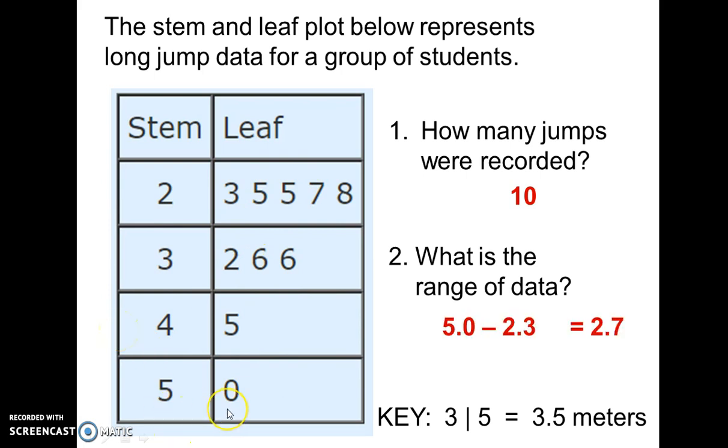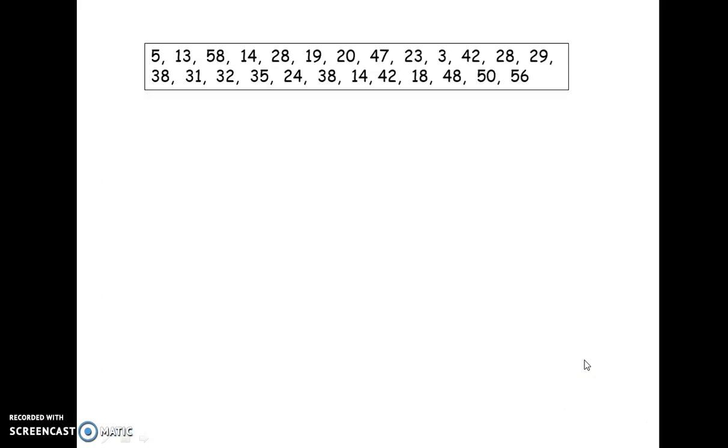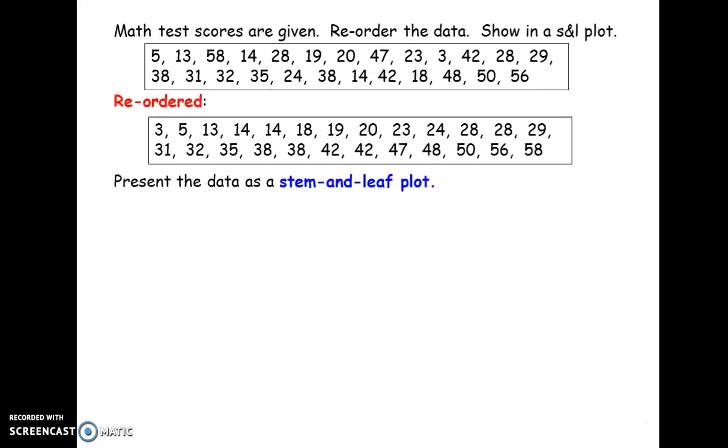Take the biggest one, 5.0 meters, minus the smallest one, 2.3 meters, and we have our range, 2.7 meters. Great, here's some data. What is it though? All right, it is math test scores.